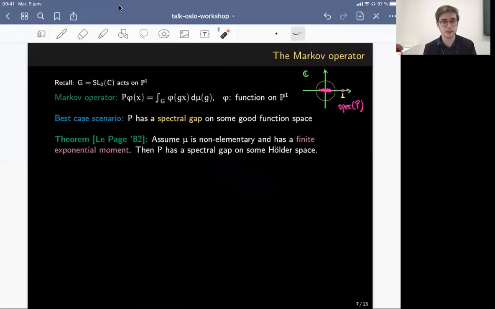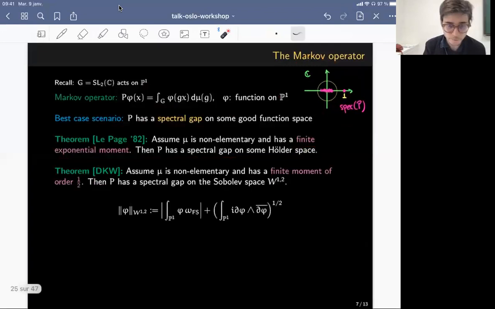So assume that mu is non-elementary and has a finite exponential moment. Then this operator has a spectral gap on some Hölder space of functions on P1. So we have this picture for the spectrum if this space is a Hölder space. And for this, it is crucial that we have a finite exponential moment, so we cannot generalize it to lower moment conditions. Our theorem from a couple of years ago is that we can have such a picture with low moment conditions if you look at another space.